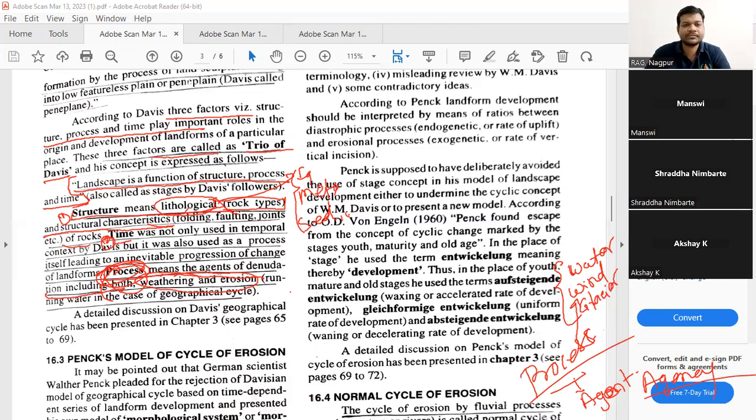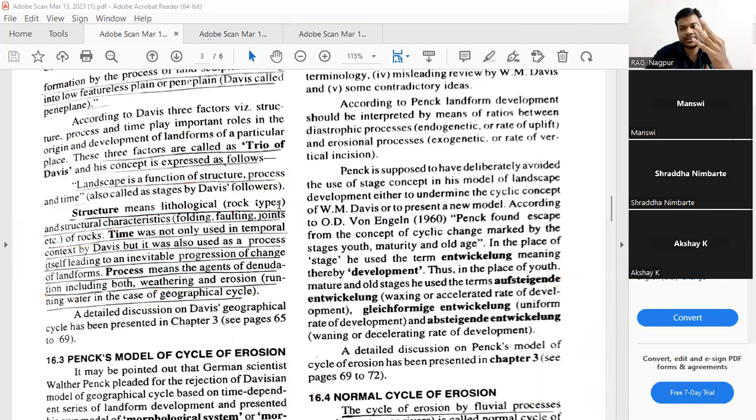Understood this? So in the Davisian model, we have three factors: structure, time, process. Davis.